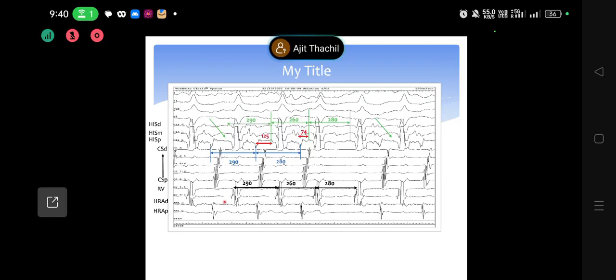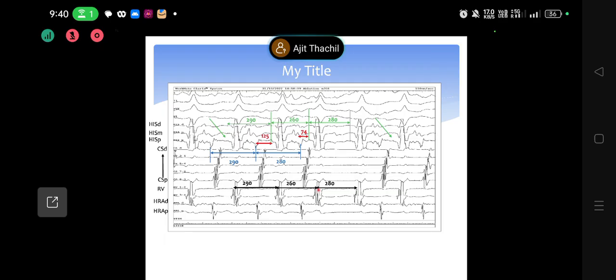Now, the last thing I want to show here. So here is the H. The green here is the H. The HH is 290 and here is the PVC. This is V. This is RV. During tachycardia, this PVC has come at 260. Now, what happened to the tachycardia when the PVC came at 260?